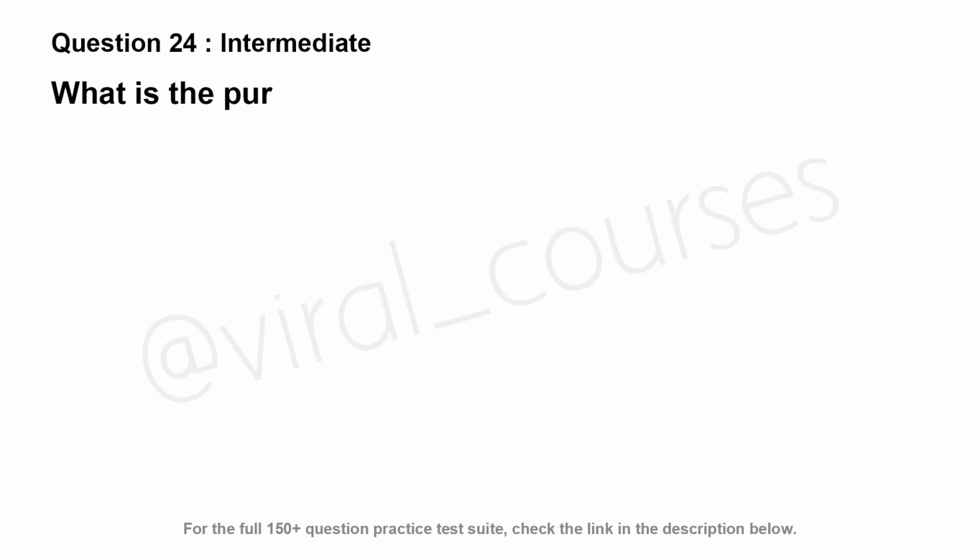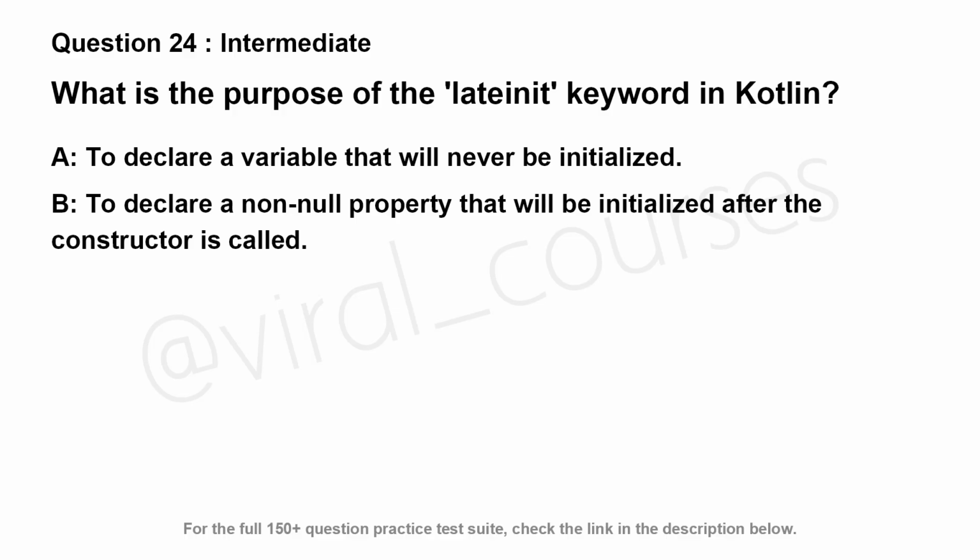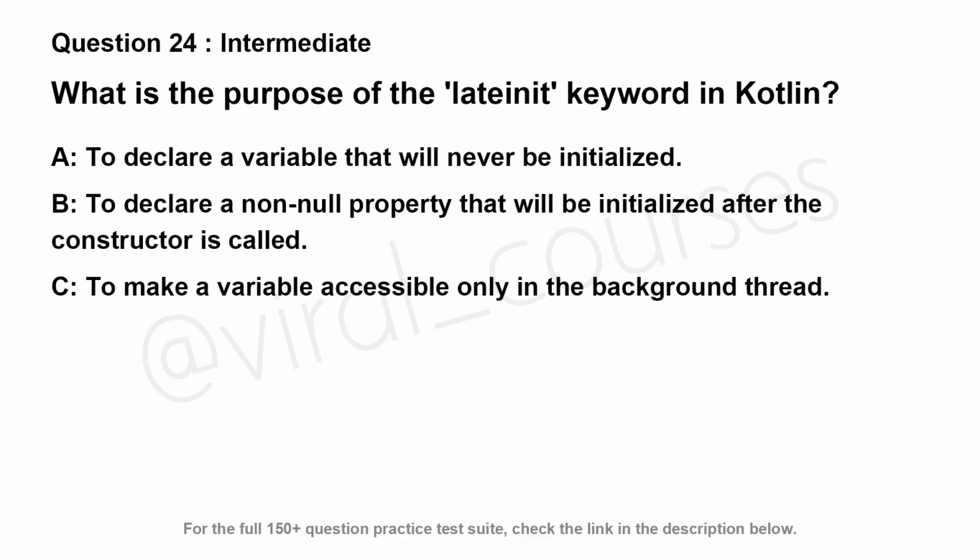What is the purpose of the lateinit keyword in Kotlin? Option A. To declare a variable that will never be initialized. Option B. To declare a non-null property that will be initialized after the constructor is called. Option C. To make a variable accessible only in the background thread. Option D. To create a lazy loaded singleton.